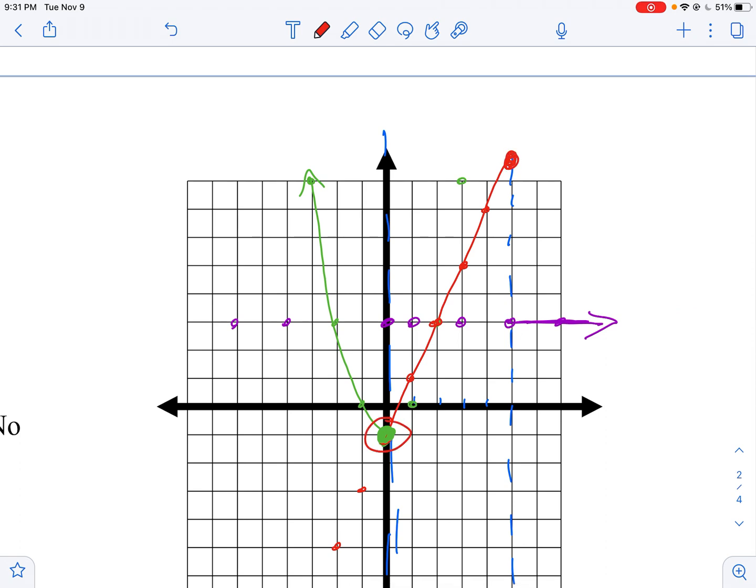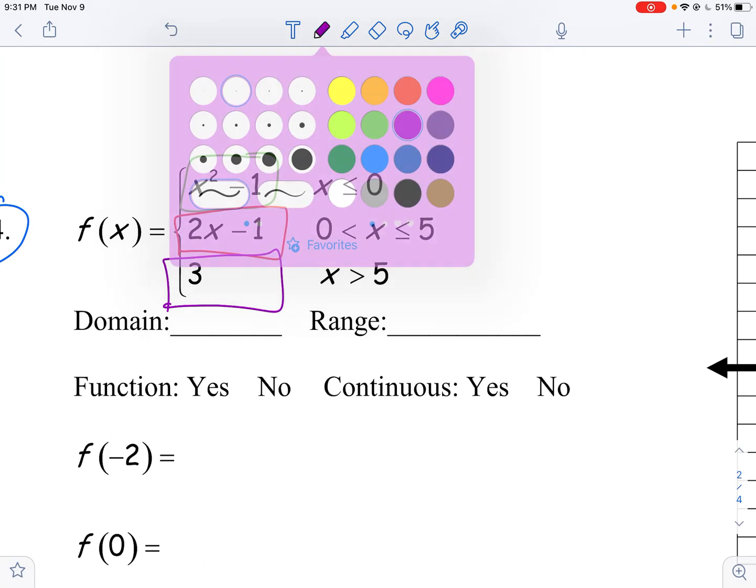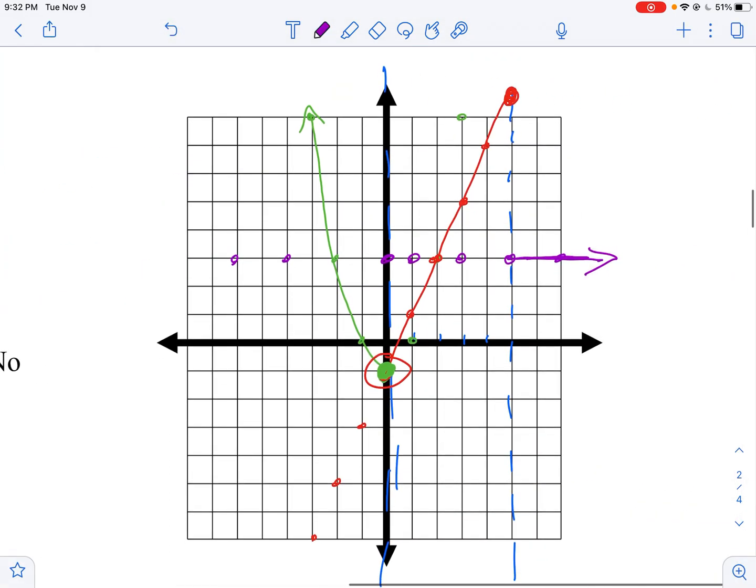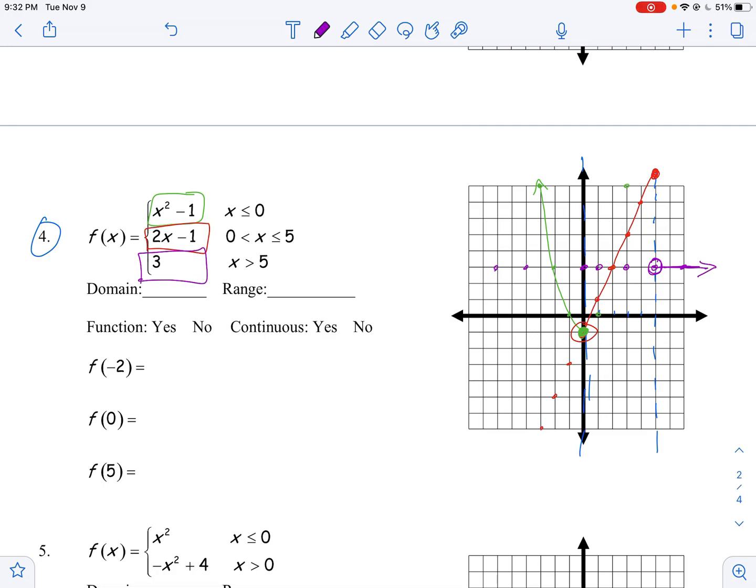So I'm going to make this big circle. And then for the purple one, it's open there. So I'm going to come over here and make sure I have an open circle on the end of that one. So ta-da, I have graphed another piecewise function.